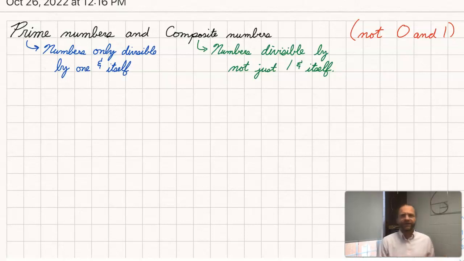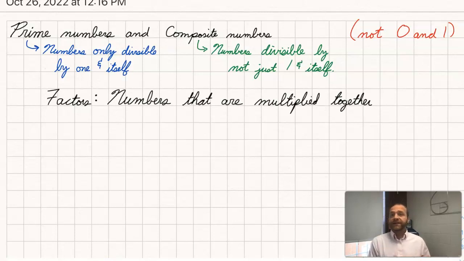Now, the mathematical definitions, instead of saying numbers only divisible by, is: prime numbers have factors of only 1 and itself. Composite numbers have other factors besides 1 and itself. And so you have the term factors. That's a mathematical term that is used constantly the further you go in mathematics. So we have to understand what that means. Factors are numbers that are multiplied together. So if you're doing multiplication, if you have two numbers multiplied together, those two numbers are considered to be factors.